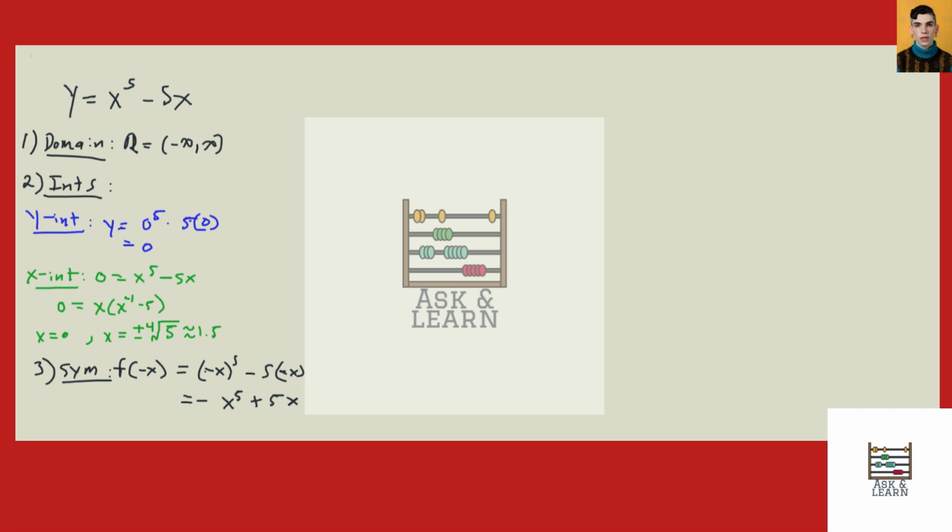And now notice, if we factor that negative out, we get x to the fifth minus 5x, and this here is negative f of x. So what this implies is that we have an odd function or symmetry about origin. Oh, origin, let me spell that correctly. Origin. All right.